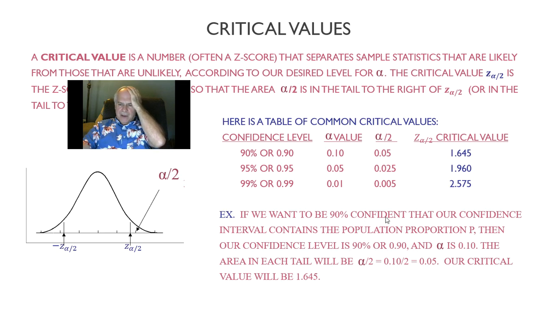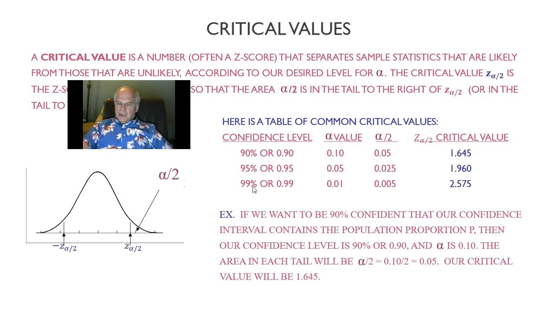So if we want to be 90% confident that our confidence interval contains the population proportion P, then our confidence level is 90%, or 0.9, and alpha is 0.1. The area in each tail would be half of that, so 0.05, and our critical value would be 1.645. All right, as I explained.